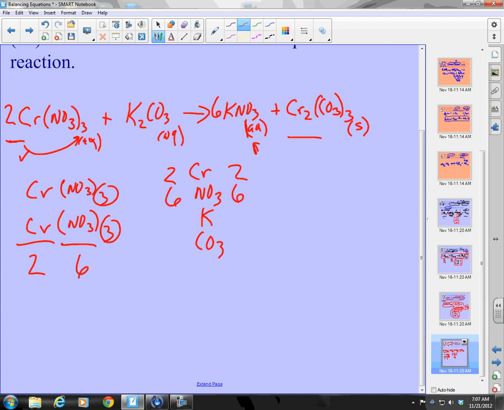How many potassiums do I have on the left? It looks like I have 2, and over here I have 6. So what does that mean? Well, that means my coefficient over here on the left can't be right. If I have 2 already and I need to get 6, what do I do? Put a 3 in front of that. So now I have 6 potassiums, 3 times, I have 3 carbonates. How many carbonates over here?